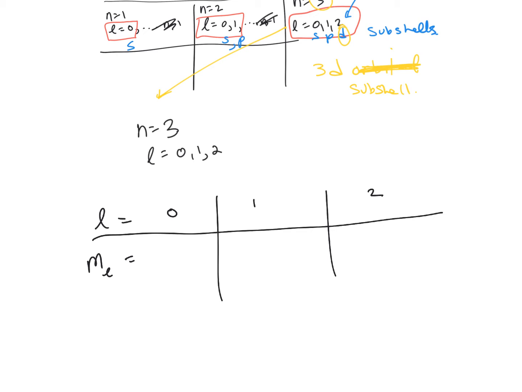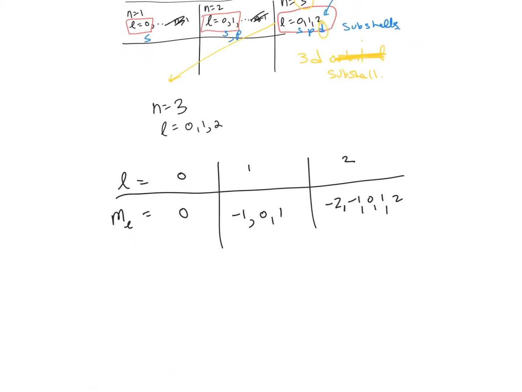You can write 2 and negative 2, and then you want integer values in between. So this would be negative 2, negative 1, 0, 1, and 2. For L equals 1, similarly, you take 1 and negative 1, and then you want integer values in between. So you can just generate this. I started on the 2 because for L equals 0, M sub L equals 0 doesn't really make a lot of sense without a little perspective there.